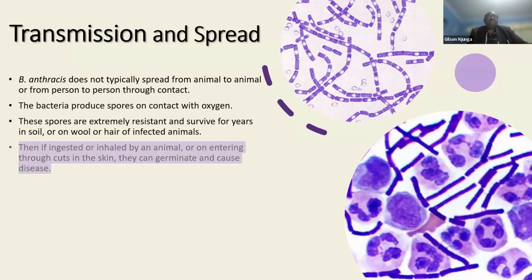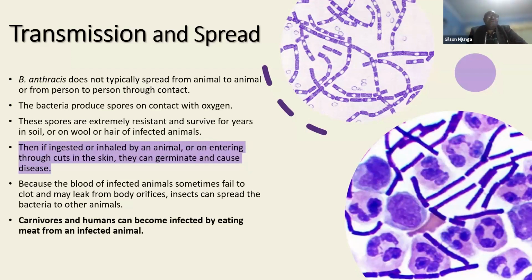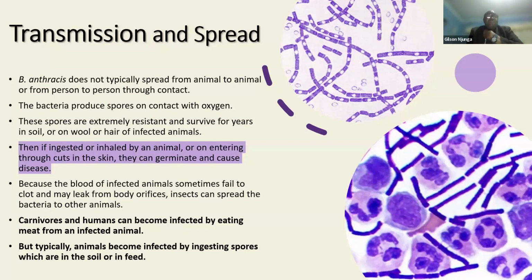Now, how is the disease transmitted? Anthrax does not typically spread from animal to animal or from person to person through contact. However, the bacteria produces spores on contact with oxygen, as I said already, and those spores are extremely resistant, surviving for so many years. Then, if ingested or inhaled by an animal or human, or upon entering through any cut in the skin, the spores germinate and cause the disease.